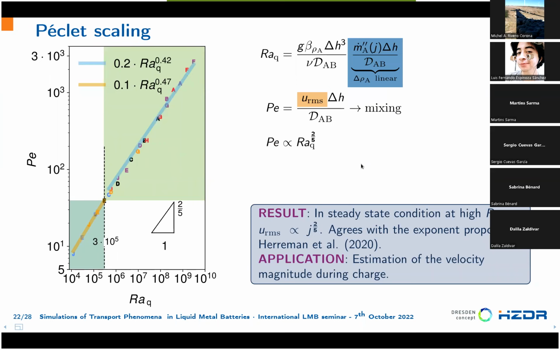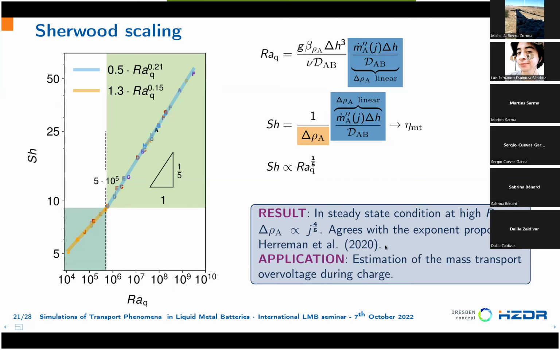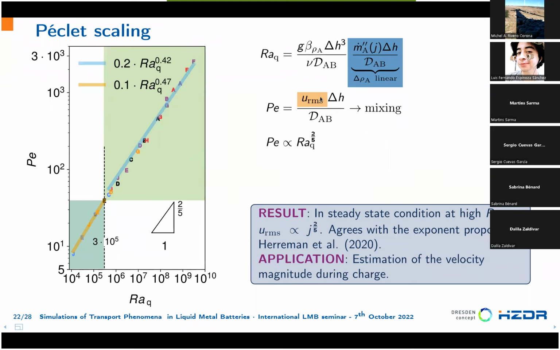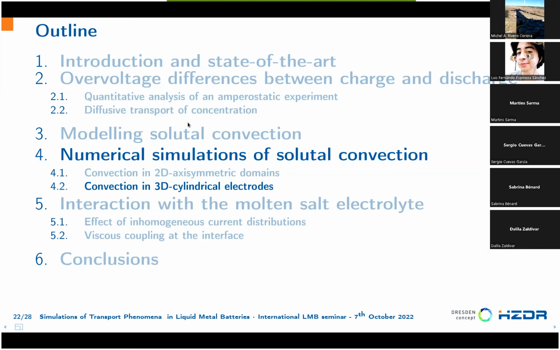And for the Peclet scaling that is related to the mixing, we also find a 2/5 scaling of the flux Rayleigh number, that corresponds in this case to a current exponent of 2/5 as well, which agrees with Hermann et al. as well. And this allows again, knowing the correlation, to compute the velocity inside the layer and know if, for example, solutal convection is able to affect the interface, or which magnitude of flow drives inside the layer. And now we move to the 3D electrode.